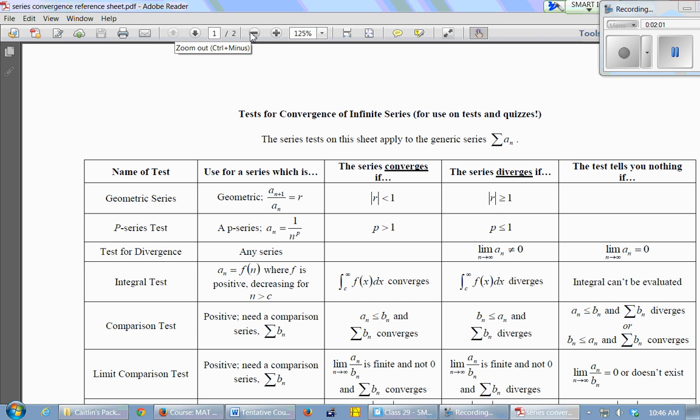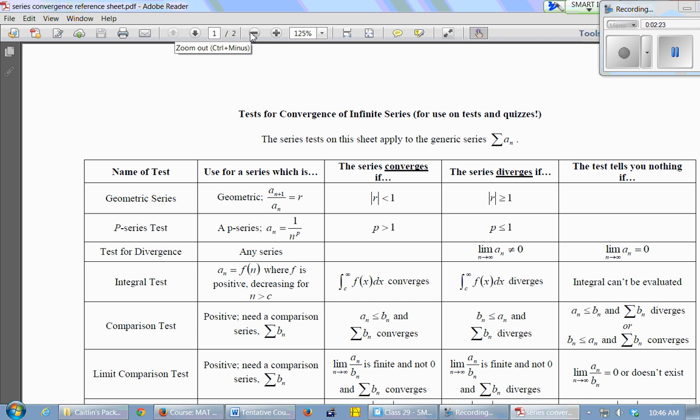We called it x before. Some people call it r. Then we have a p series. Anytime you have the sum of 1 over n to the p, if p is bigger than 1, it converges. Less than or equal to 1, it diverges. Just like the integrals. Same rules for integrals.